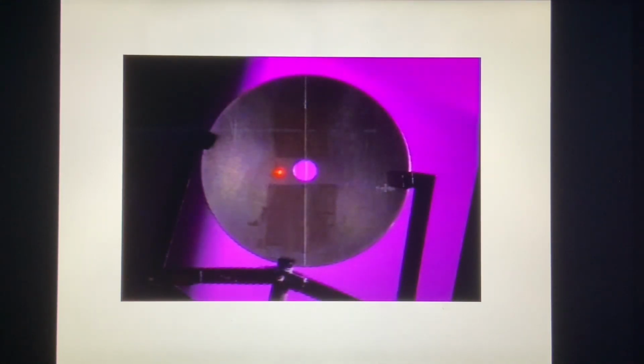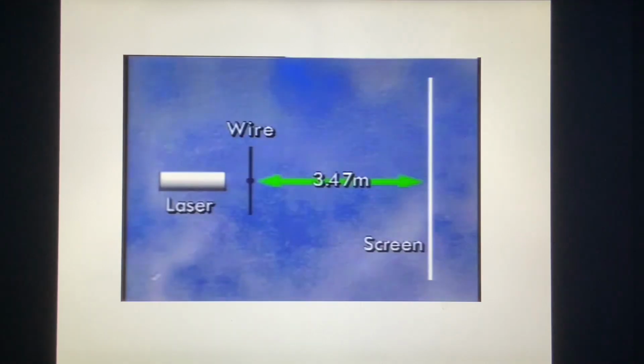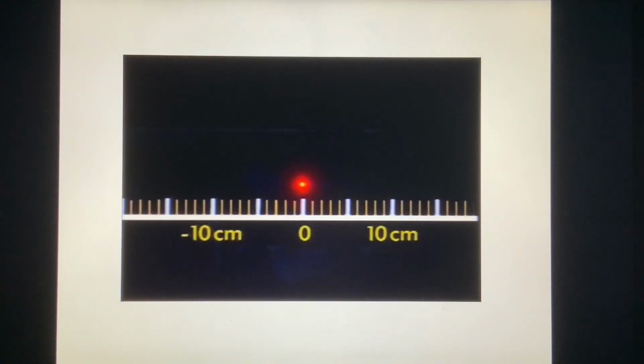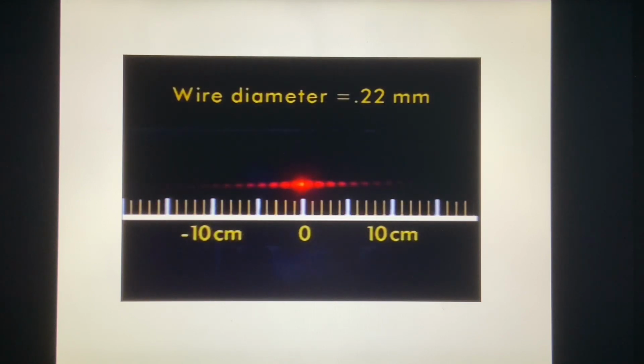Light passing a thin wire is diffracted. We'll use a thin wire and a laser to show the pattern of bright and dark spots caused by the diffraction. Here is the setup of laser, wire, and screen. This is the laser spot on the screen with no wire in the beam. This is the diffraction pattern obtained on the screen when the wire is inserted.